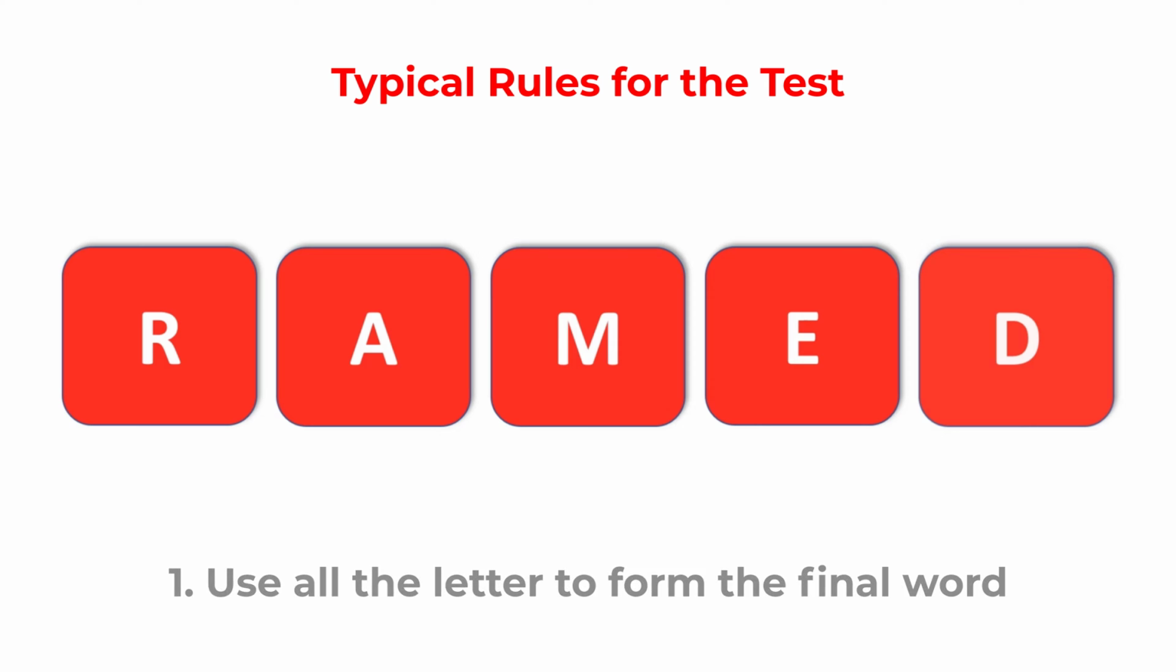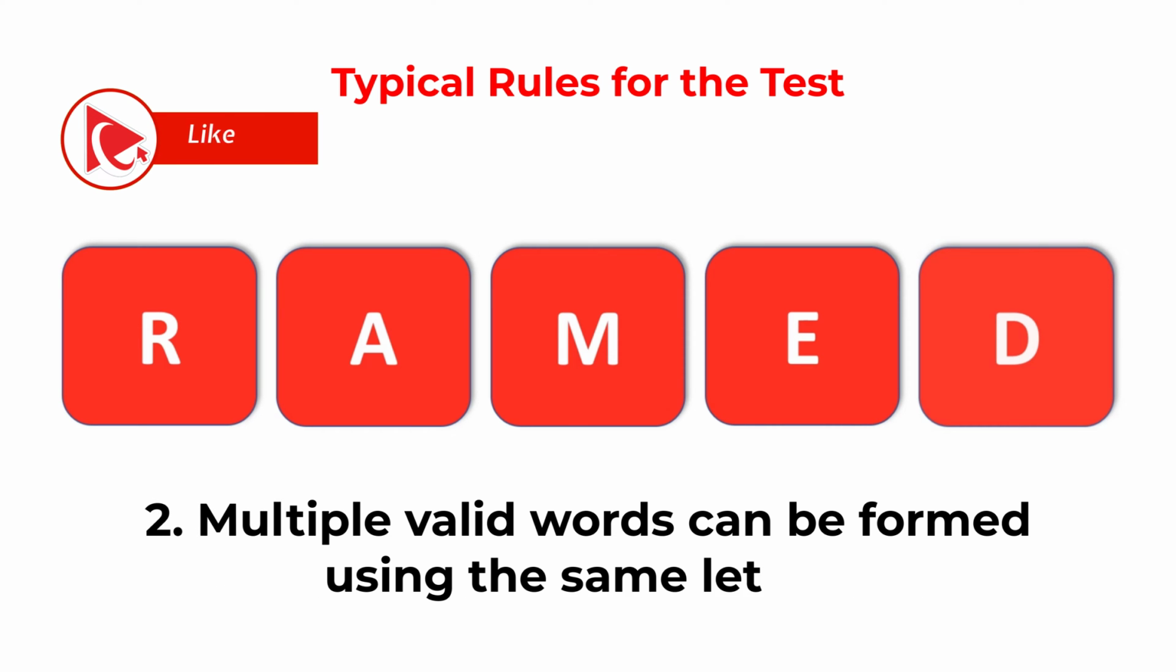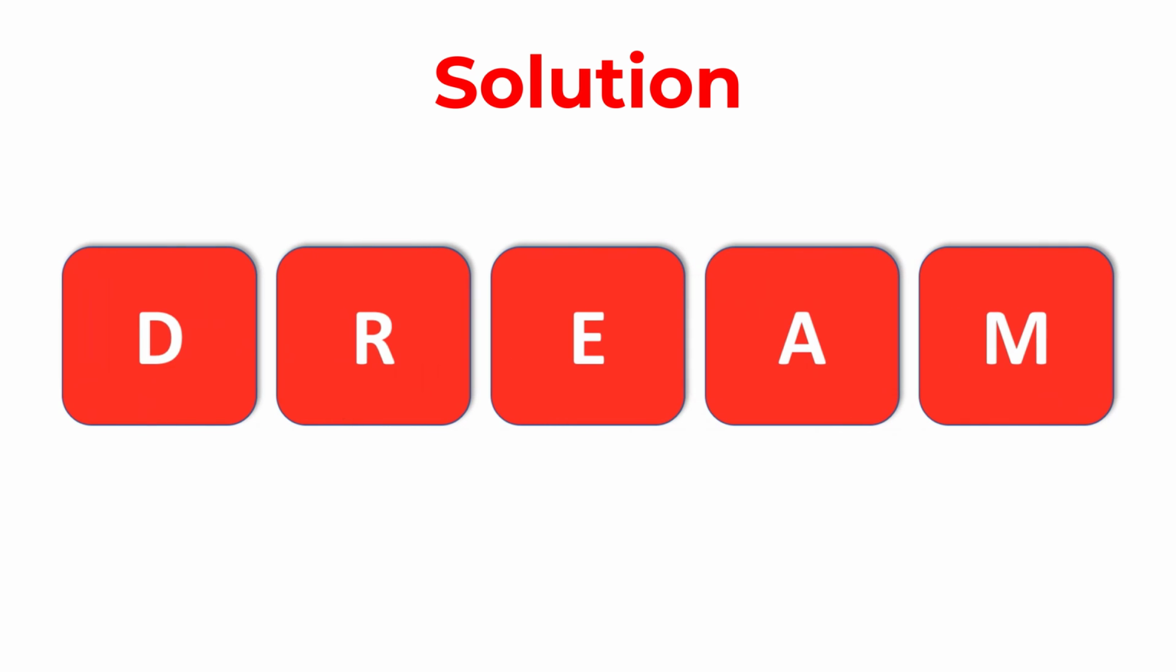A lot of times, you might be able to form multiple words using the same letters. Ready or not, I'm going to move forward and reveal the final solution. The solution to this challenge is the word dream, which is spelled as D, R, E, A, and M.